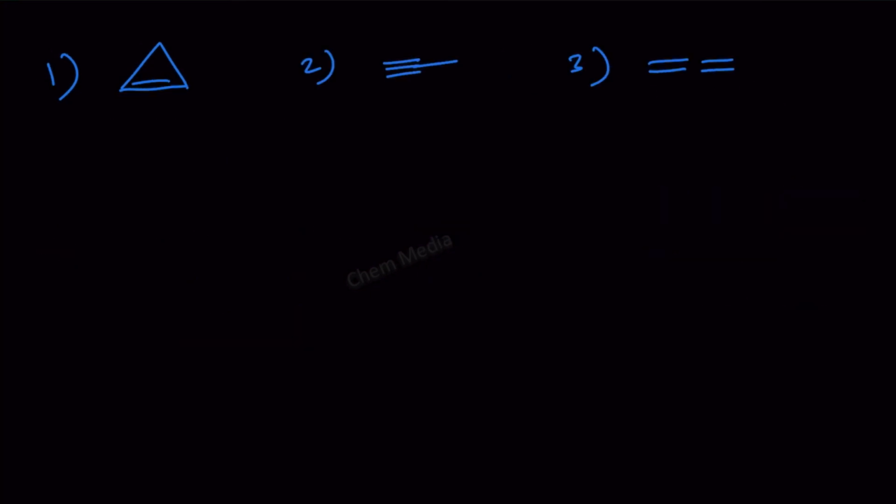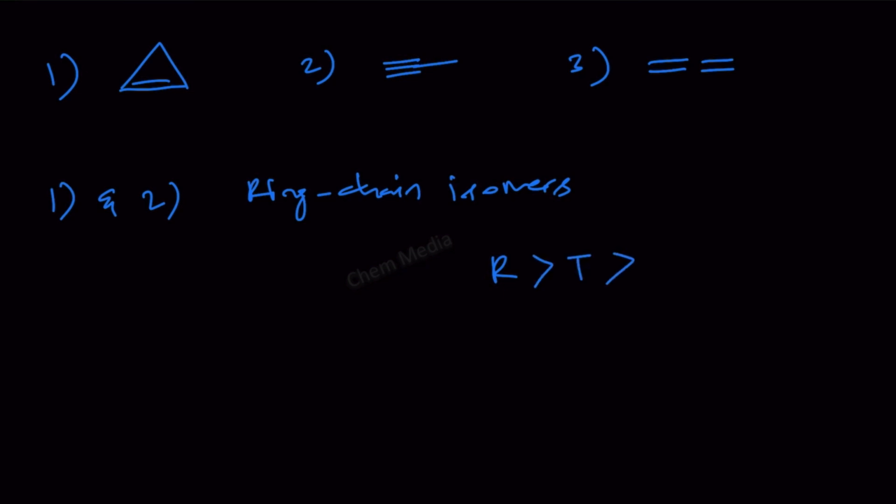Now, let us talk about isomerism among these 3 molecules. 1 and 2 are ring chain isomers. Some of you might be thinking why they are not functional group isomers, and the reason is, remember the order of precedence for different isomers: ring chain isomerism first and then tautomers and then functional group isomers, then metamers, then chain isomers, then position isomers.